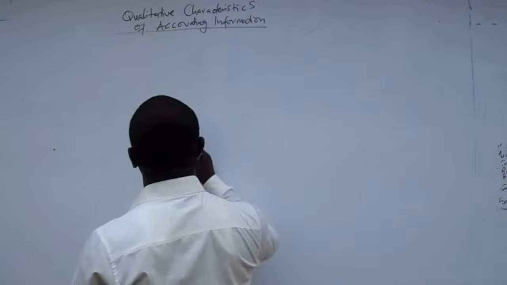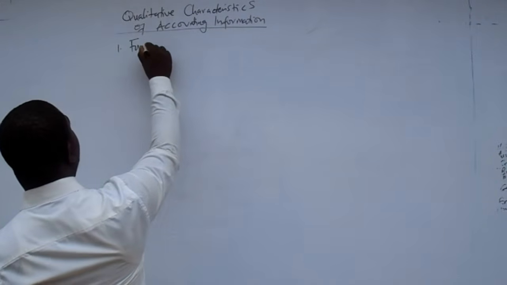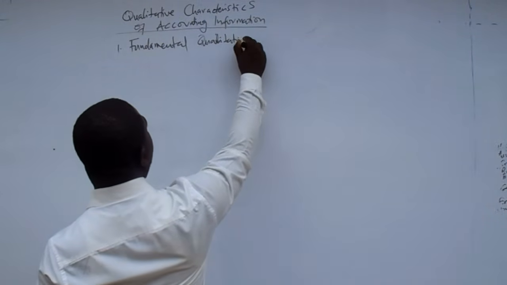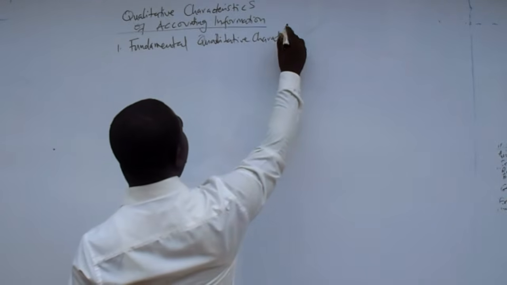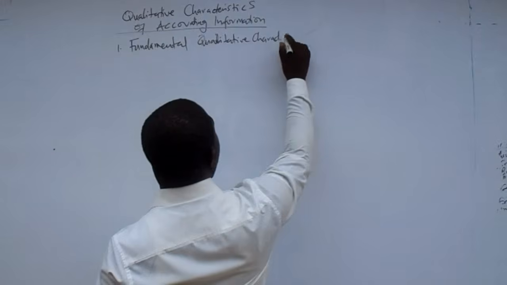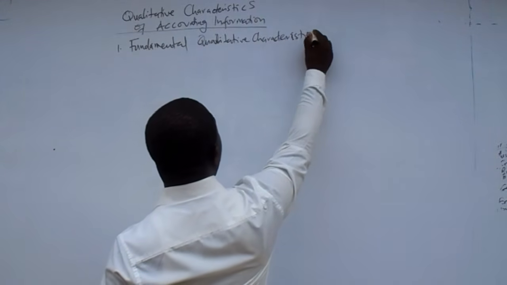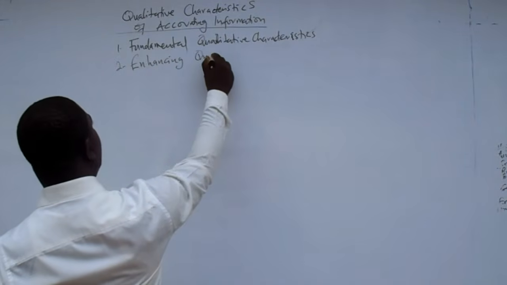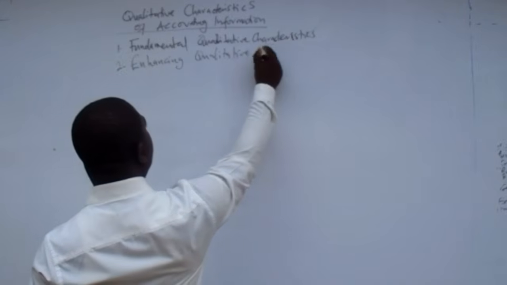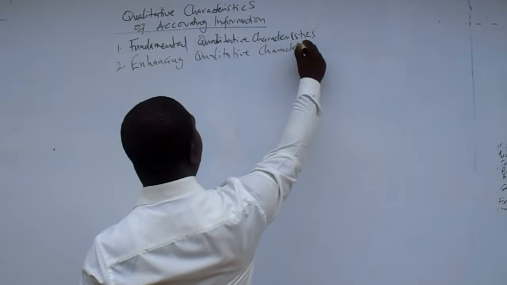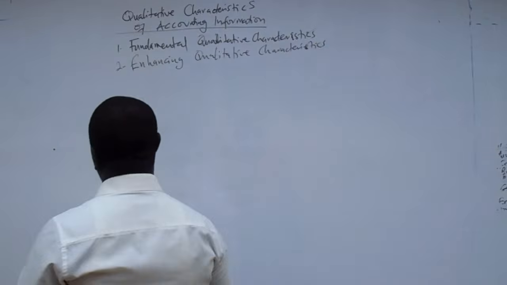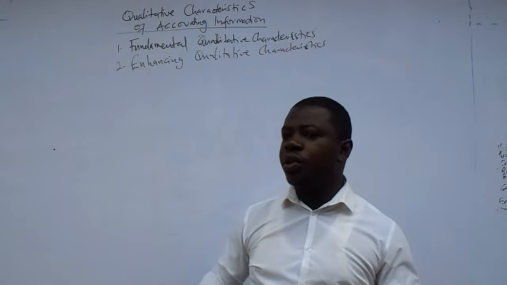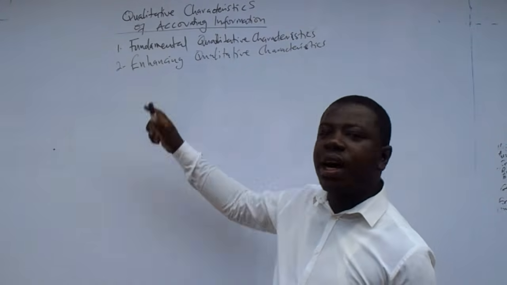And so basically we have fundamental qualitative characteristics. Alright. And then we have enhancing qualitative characteristics or features. Alright, so these are the two broad classifications of the qualities of accounting information or the qualitative characteristics. We have the fundamental and the enhancing.